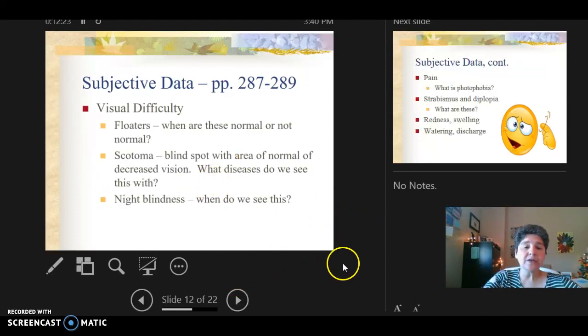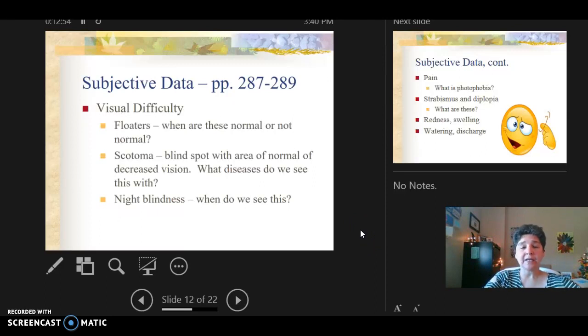All right, so just going over to start with some of the subjective data. Some of the difficulties that people might have are things called floaters, we already talked about that. We often see these when someone has myopia. Now, there were 2 types of opias. We had myopia and we had hyperopia. So we talked about nearsighted and farsighted.